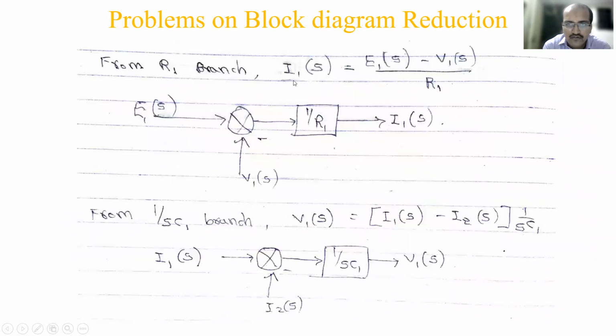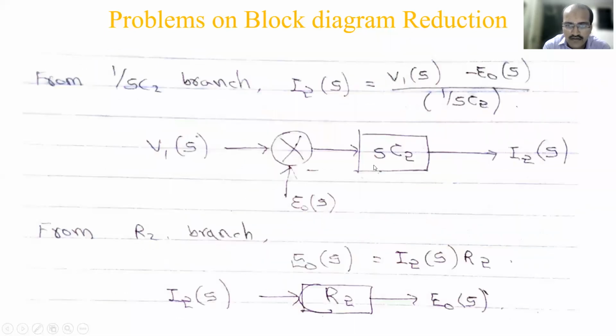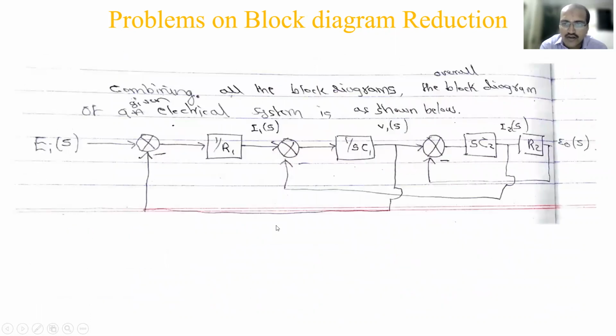So I1 of S first we have written, then we have written V1 of S, the node voltage. Then we have taken I2 of S and we have constructed it, and then E naught of S. And this is the final block diagram what we have. So now our task is to reduce this block diagram.